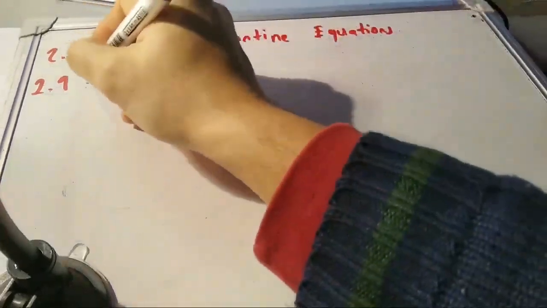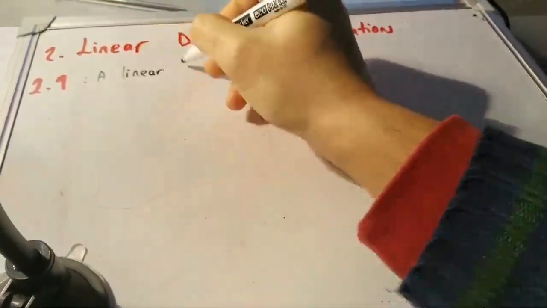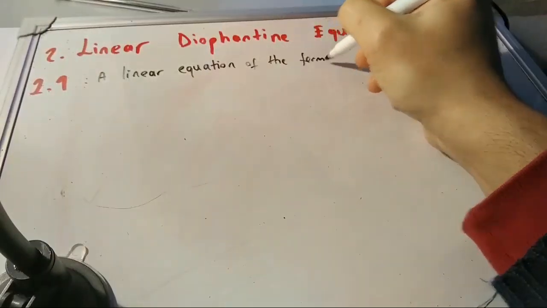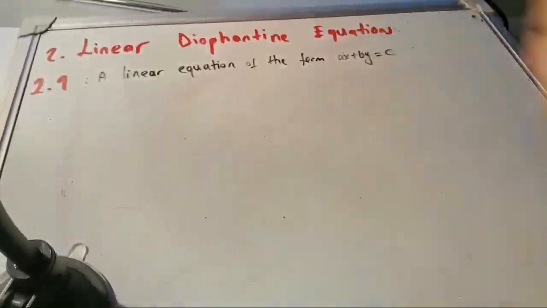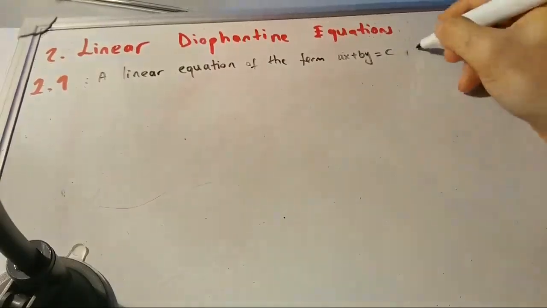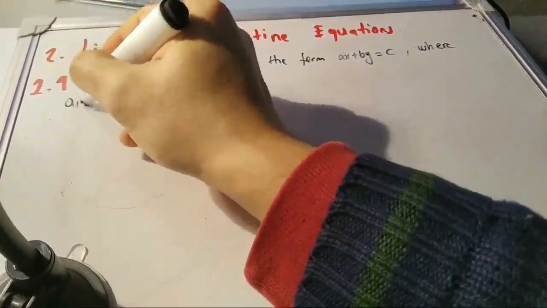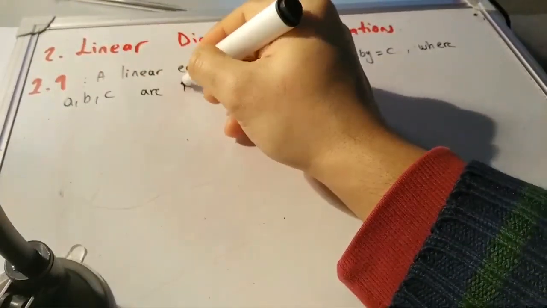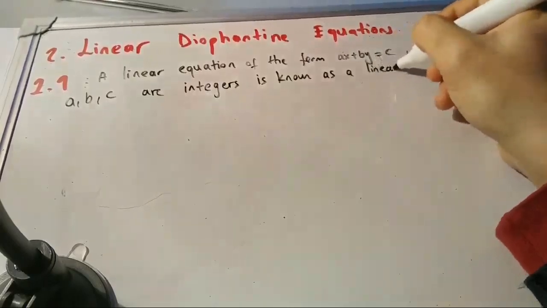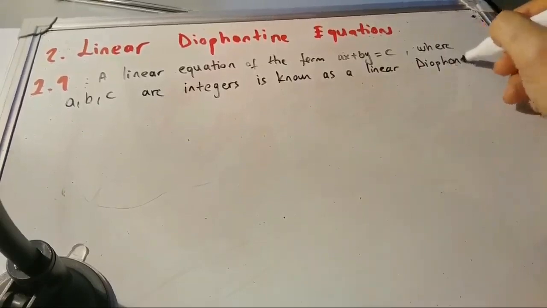So here we can say as definition 2.1, let me write it: a linear equation of the form ax plus by is equal to c, where a, b, and c are integers, is known as a linear Diophantine equation.